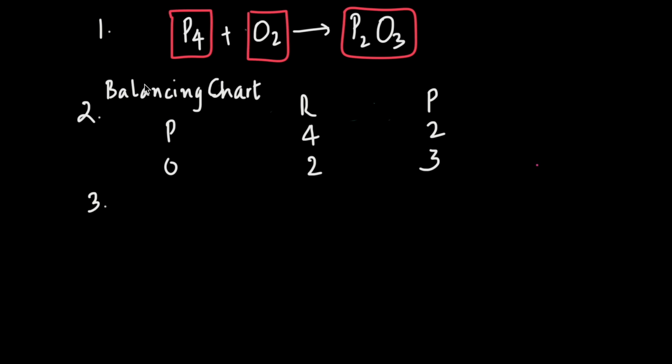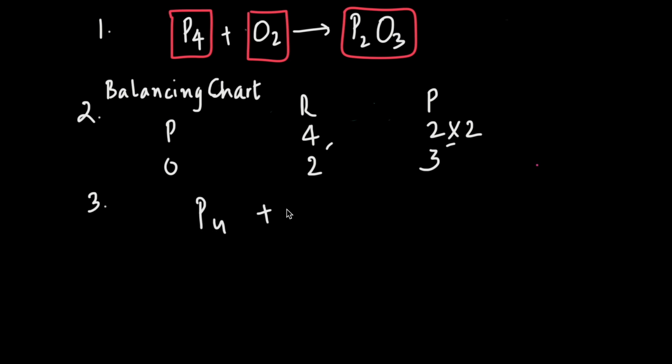And if you remember the steps correctly, the third step was to identify the element with the highest number of atoms. So here, that is phosphorus on the reactant side. On the product side, we have 2, and on the reactant side, we have 4. Taking the LCM of 2 and 4, we know that it is 4. That means that we are going to have to multiply the phosphorus on the product side with 2 to make it 4. So let us edit this equation.